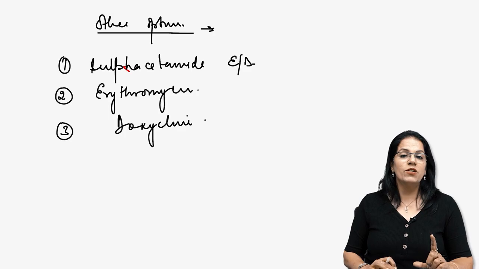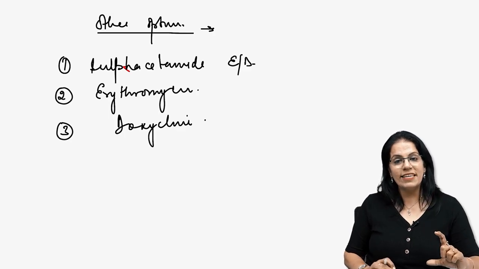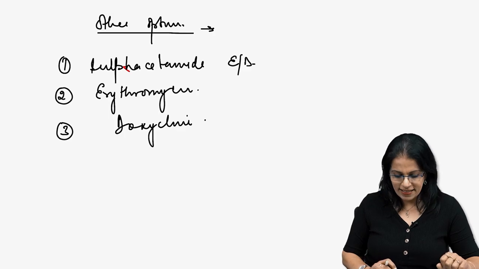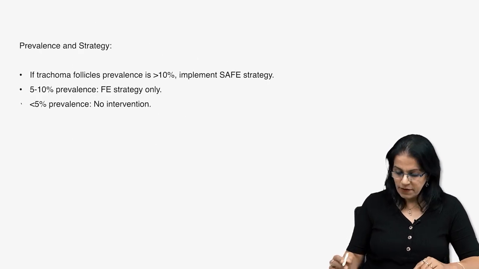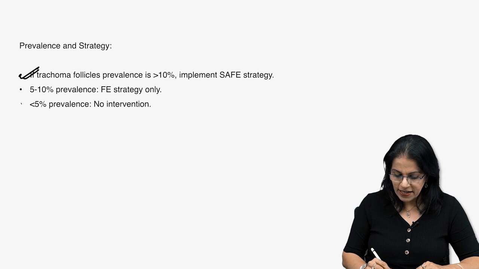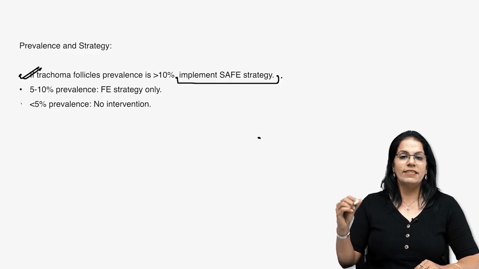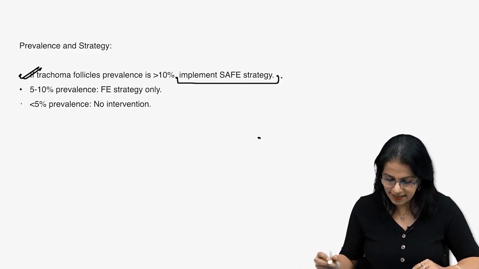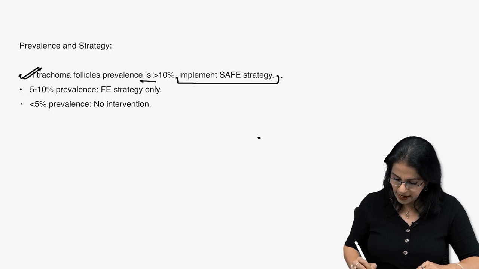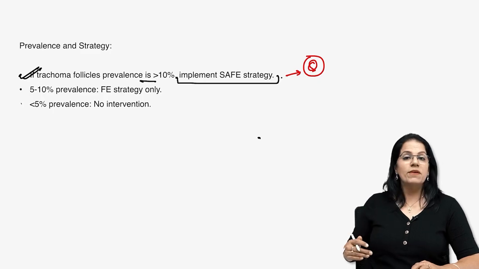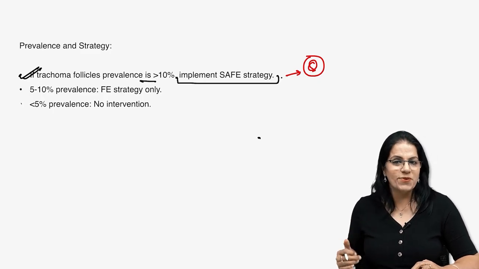If the prevalence of trachoma follicles is more than 10%, this is when we go for the SAFE strategy. This is the indication to follow the full SAFE strategy: surgery, antibiotics, facial hygiene, environmental cleanliness. So, this has been your exam question again, that is why we are learning this, but the rest of this is not an exam question, but we should know it further.